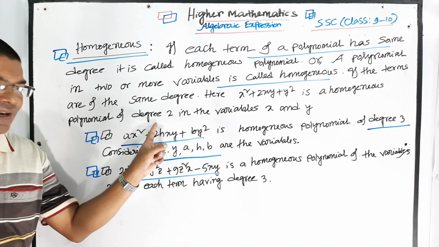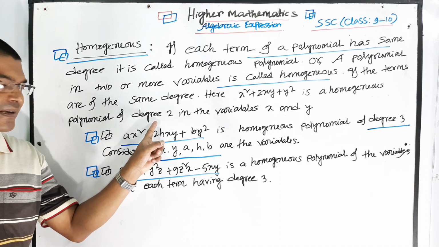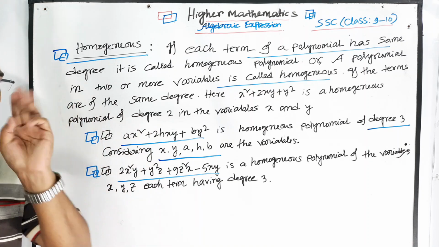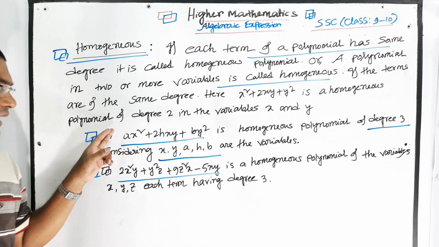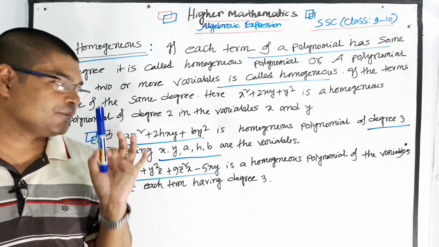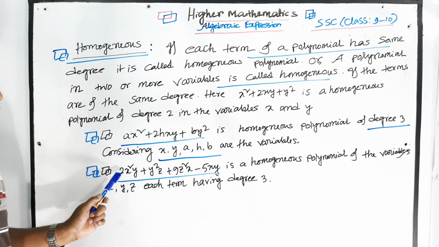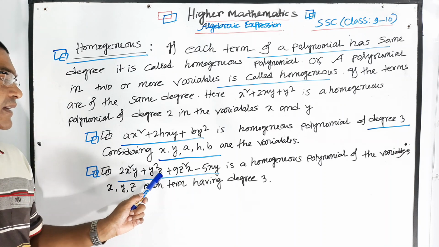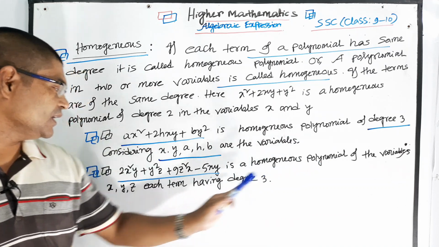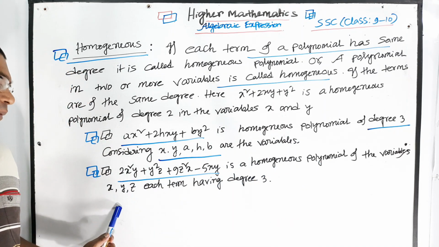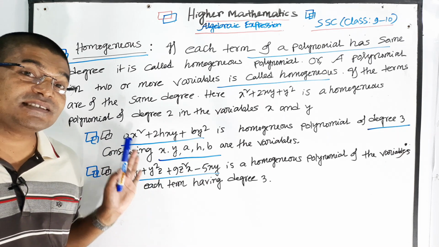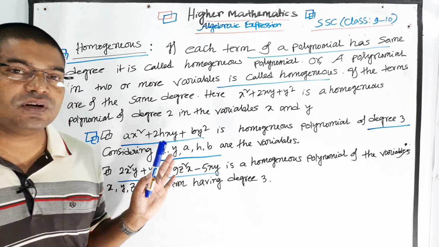Now you can see h, x to the power 1, y to the power 1. This is also 3. So we can say this is a homogeneous polynomial, degree 3. And you can say 2x square y, square z, square x, 5xy is a homogeneous polynomial of the variables x, y, z. Its degree is also 3.